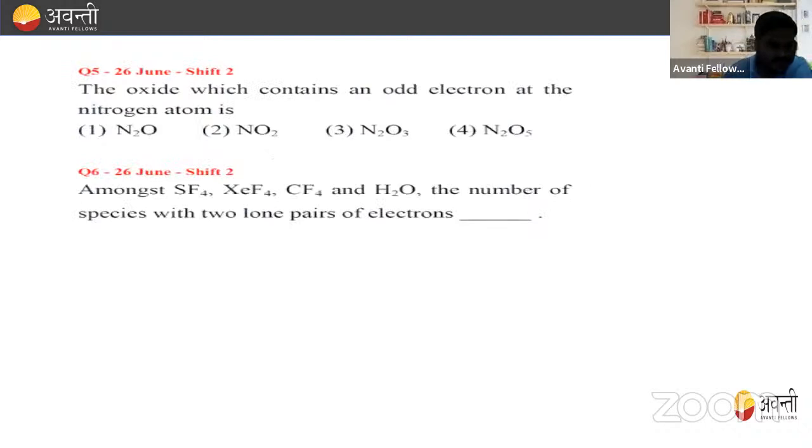What does the question ask? The oxide which contains an odd electron at the nitrogen atom. So you have to find the oxide which contains an odd electron at the nitrogen atom. So how can you calculate that?